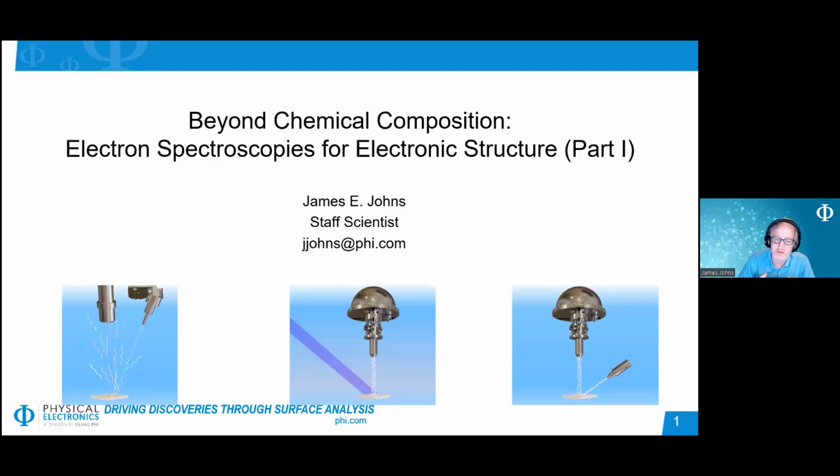In particular, we're going to be talking about 3 of those techniques that can be adapted from the traditional XPS, AES, SIMS types of experiments, and that we offer as part of our instrumentation for multi-purpose instruments for XPS. The techniques that we're going to be talking about today are low energy inverse photoemission, UPS, and REELS, the reflection electron energy loss spectroscopy.